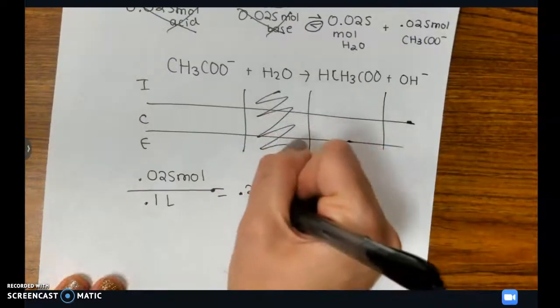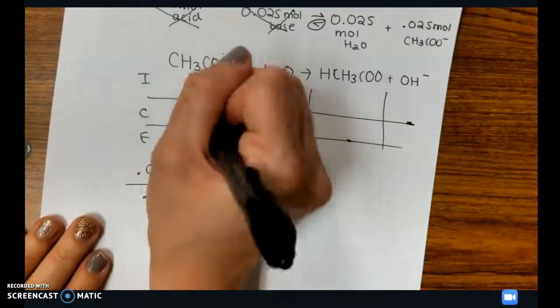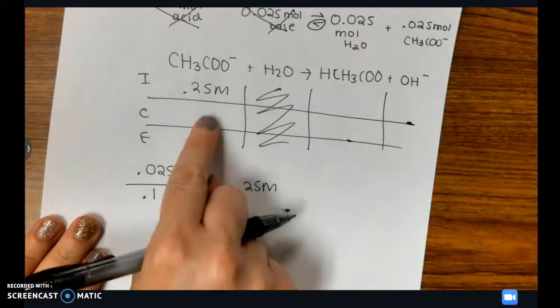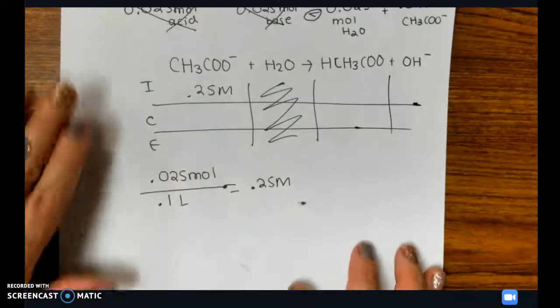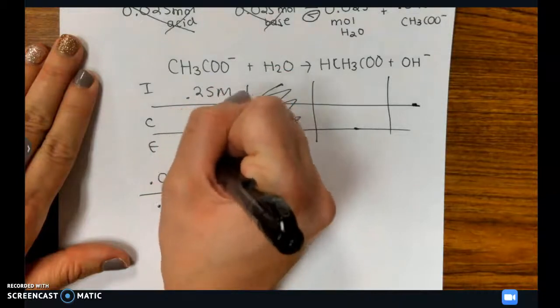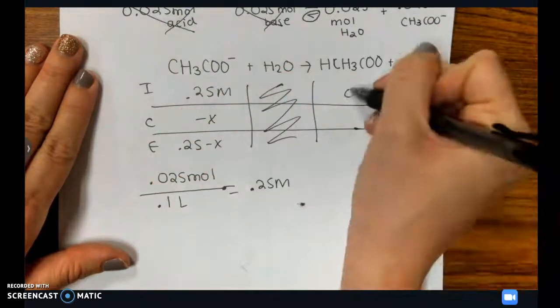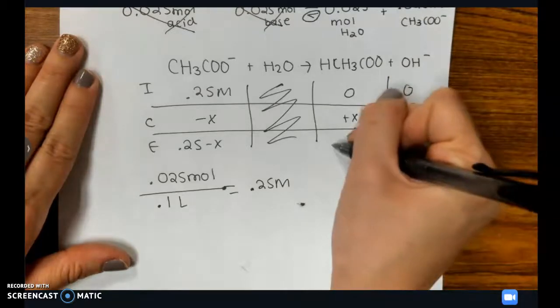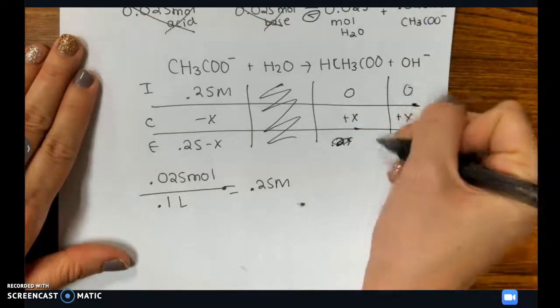And that is 0.25 molar. So I'm going to plug that in. That's my initial concentration of the conjugate base. Now some of this will dissociate. So I'm going to lose some of that, 0.25 minus x. And when it dissociates, it forms some of those. So x.